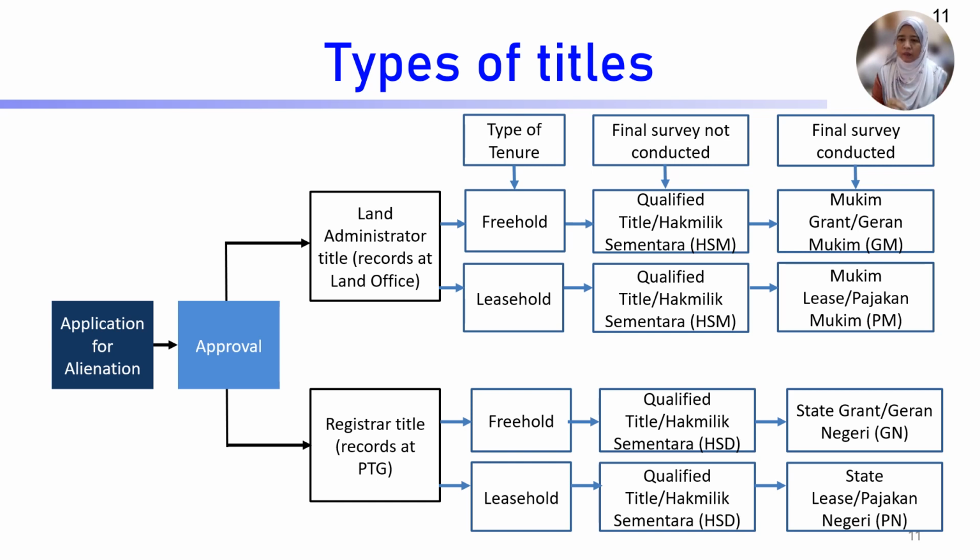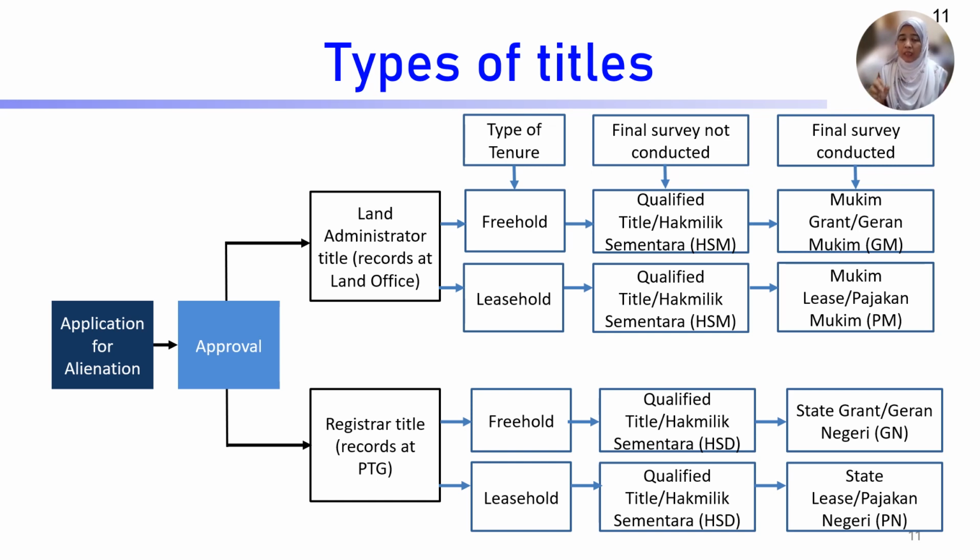Then finally we do the final survey. We conduct the final survey, yang mana kita dah dapat dia punya final surveyed land area, the QT title for freehold. Now instead of HSM, dia akan converted to GM. GM is geran mukim grant, ya, geran mukim. For the qualified title under leasehold, it now becomes PM, pajakan mukim or mukim lease. Sebab dia pajakan kan, pajakan is lease ya.